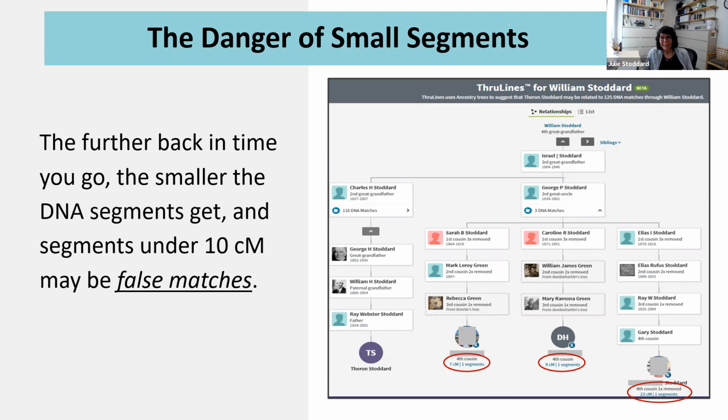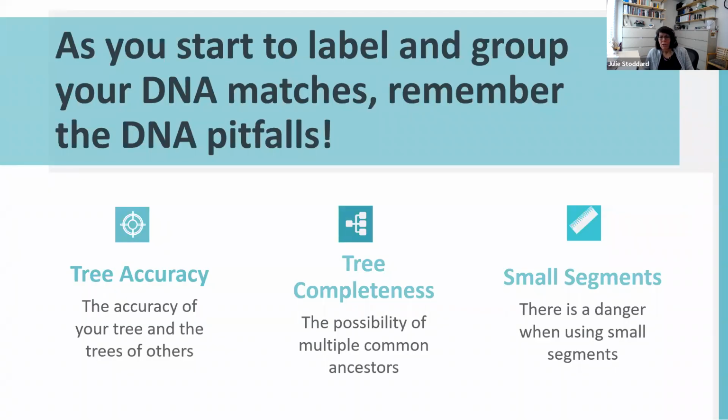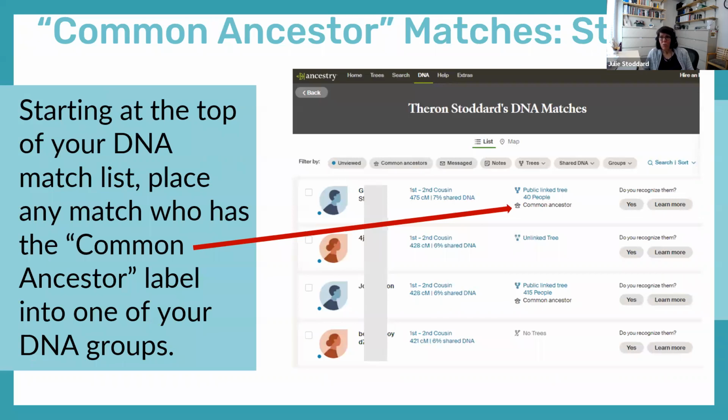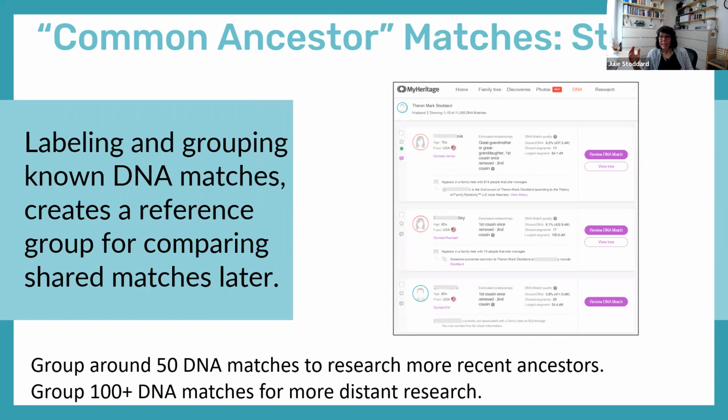The other thing to be aware of is once your DNA segments get under 10 centimorgans, that might just be by chance, and they might be false segments. So that's just a reminder. Let's look at the common ancestor option. When you hook up your DNA match to a tree, Ancestry will try and find the common ancestor for you, and they give you this icon. And as you're going through, if you start with the ones that you already know have a common ancestor, that really helps you label and group your matches faster.